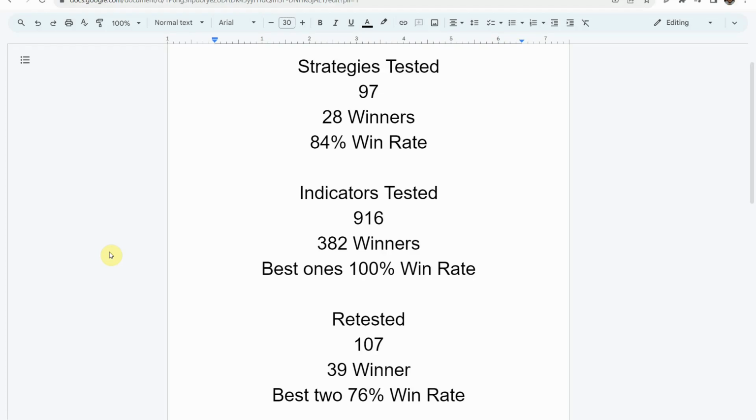Now you need to go back and watch those videos to understand the context of how they were able to achieve that. So go back and watch those videos and see what you can get out of those winning indicators. We've also retested in the advanced testing 107 of the winning indicators. 39 of them have been able to maintain the winning status, the best two a 76% win rate. Now, if you're interested in a full list of these indicators and strategies along with their win rates, we've compiled all that information into spreadsheets, which you will get when you become a patron of the channel. And keep in mind that we test most of these indicators and strategies on the Forex and crypto market, but they can be applied to just about any market and time frame universally.